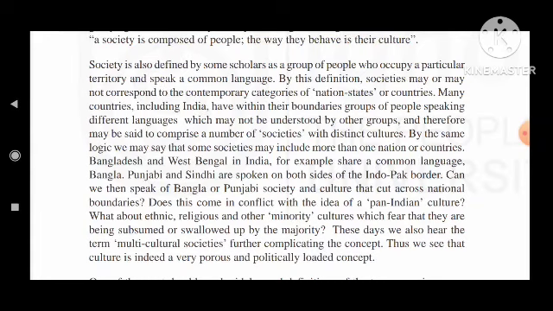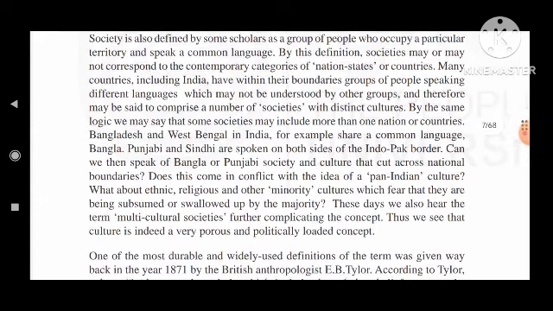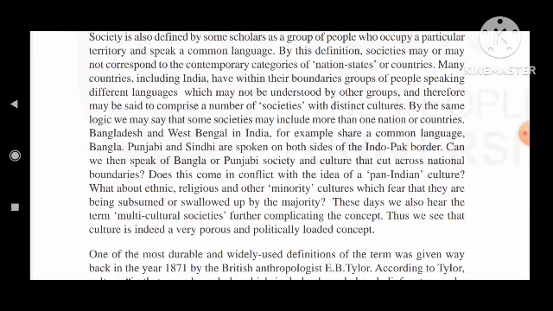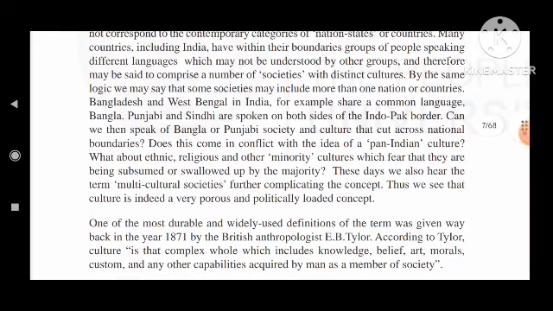By the same logic, we may say that some societies may include more than one nation or country. Bangladesh and West Bengal in India, for example, share a common language, Bangla. Punjabi and Sindhi are spoken on both sides of the Indo-Pak border. Can we speak of Bangla or Punjabi society and culture that cut across national boundaries? Does this come in conflict with the idea of a pan-Indian culture?